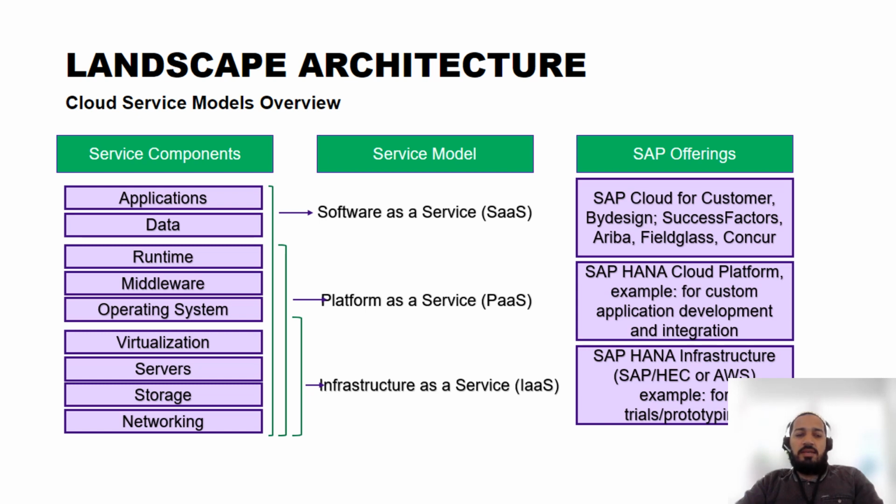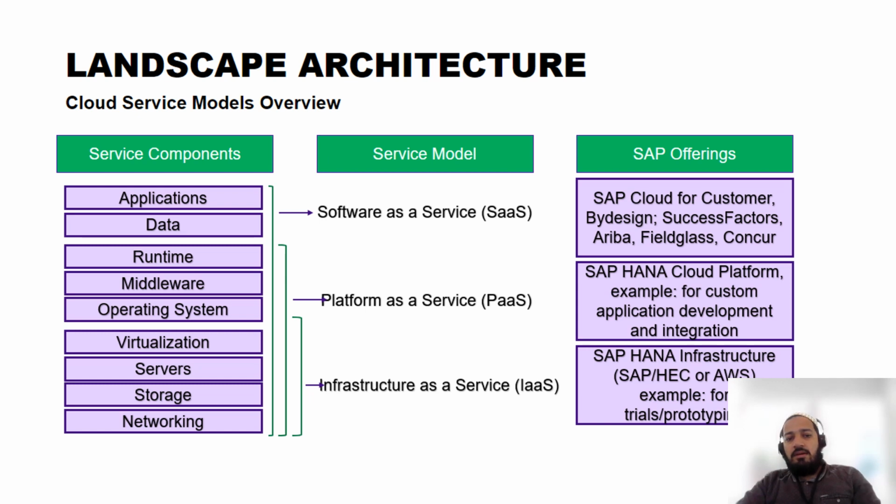Then going next to the landscape architecture, we have service components like applications, data, runtime, middleware, operating system, virtualization, servers, storage, and networking. These are the service models. If you take all nine components, from application to networking, and they are packaged and provided to you on the cloud, it is software as a service. You just have to use the software and complete the business requirement.